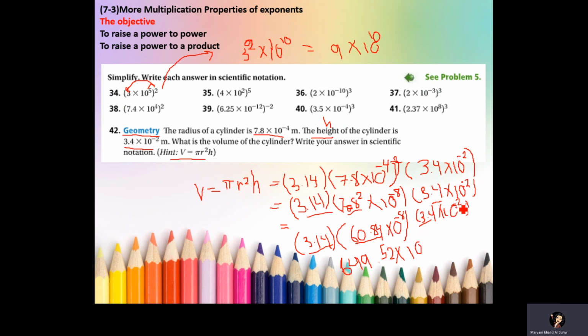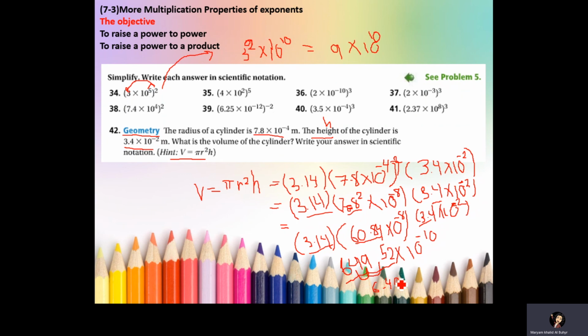So here you have 2, negative 2, sorry. Here is also negative 2, and negative 8, it's negative 10. Now you need to fix this one. You need to write this one in scientific notation. So this number should be less than 10. So move your decimal 1, 2 steps to the left. Once you move 2 steps to the left, it will be 649.